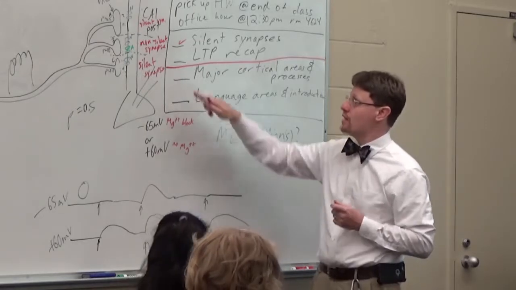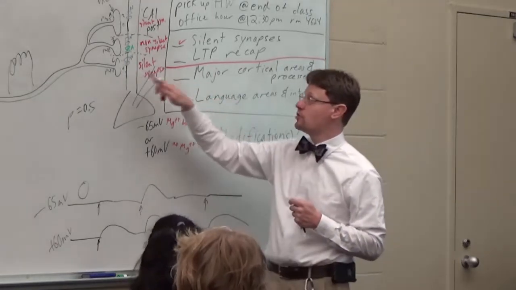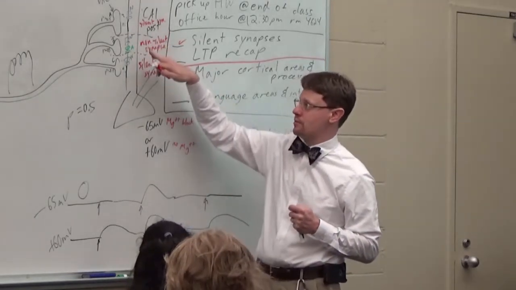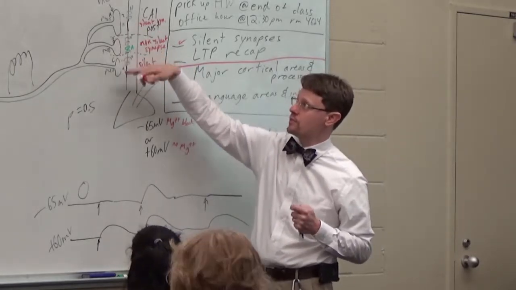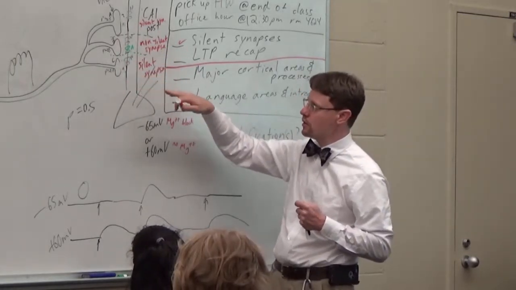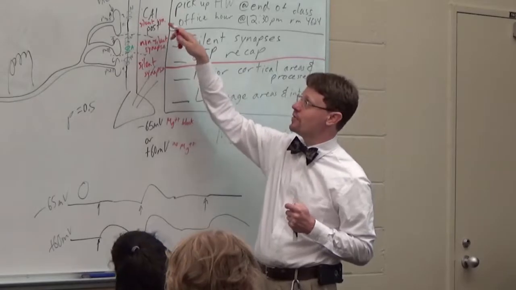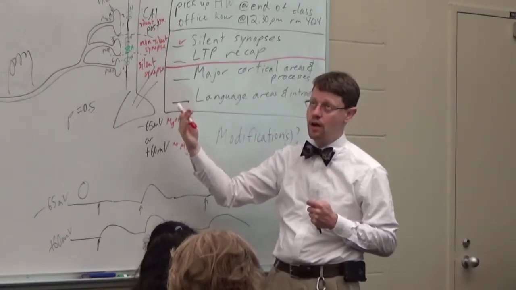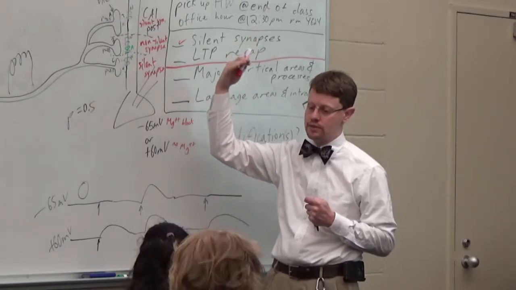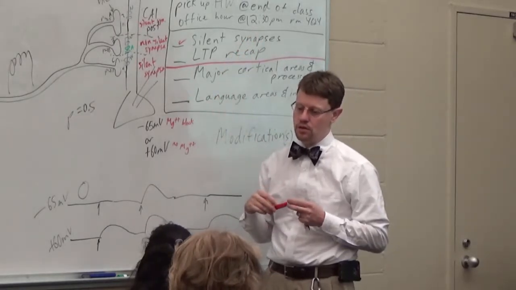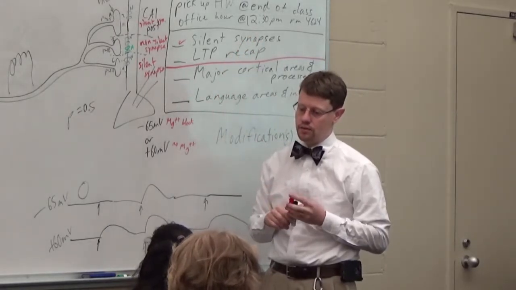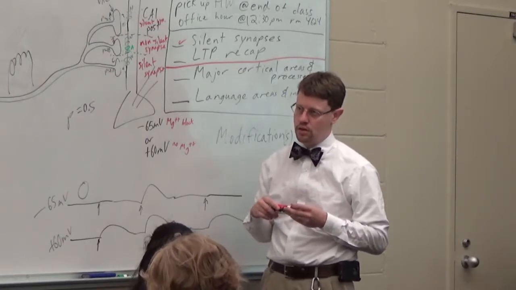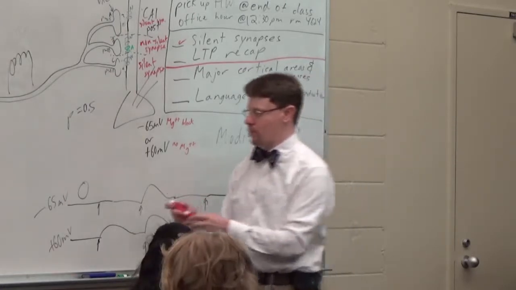So all of them have NMDA receptors. All of them have neurotransmitter and voltage-activated calcium channels on the presynaptic side. But some of them are missing their AMPA receptors, and so we don't detect them unless the cell is at plus 60 millivolts. So if it's silent, we never see a response in the normal membrane potential range.